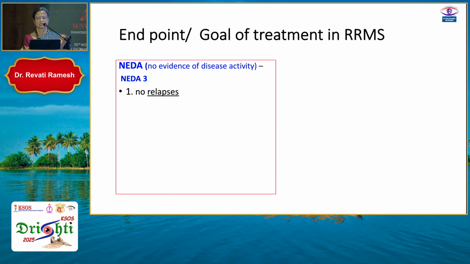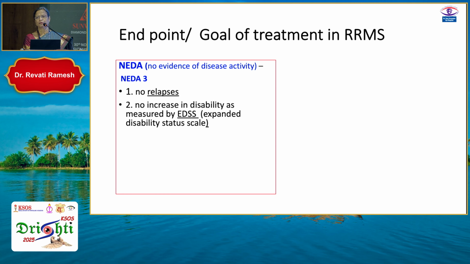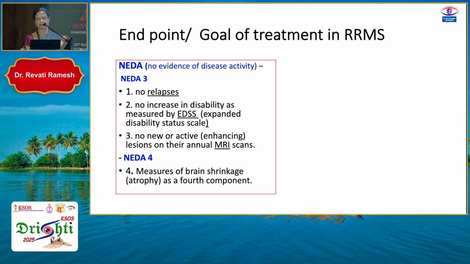NEDA 3 is there should be no relapses, no increase in disability as measured by EDSS, and no new or active lesions in the annual MRI scan. Or NEDA 4, which includes all these three, plus there is measurement of brain atrophy as the fourth component.